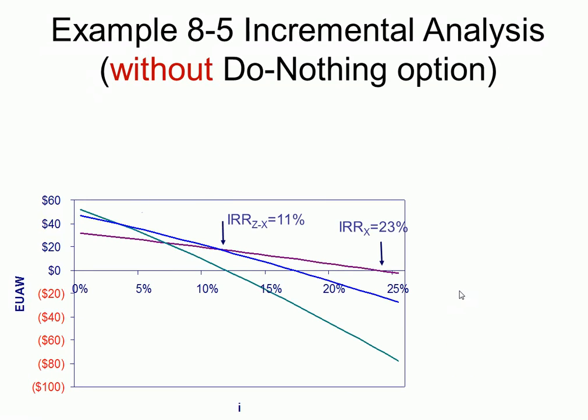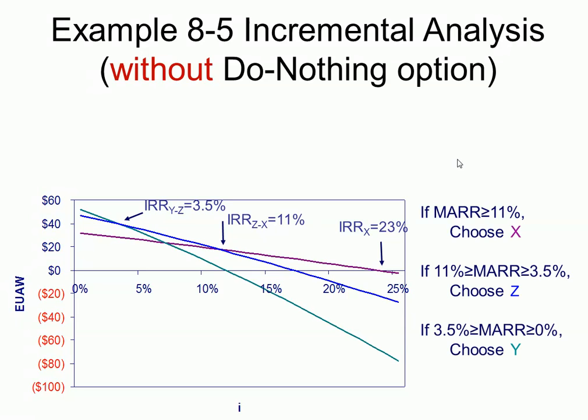But without the do nothing option, you can see that all we have is whether X is better than Z, right? And if the minimum attractive rate of return is more than 11%, then X is better than Z. So we don't really take into account this because we just simply don't have the do nothing option. We've got to choose one of these X, Y, or Z, and if we don't have the do nothing option, then this rate of return for X becomes irrelevant in the decision making.